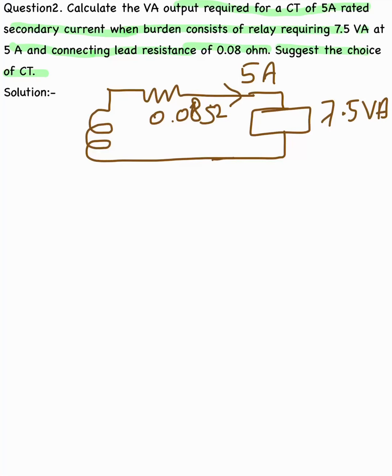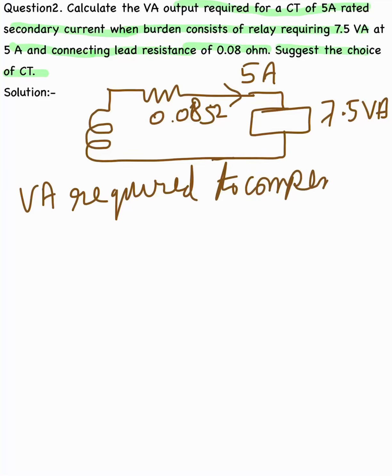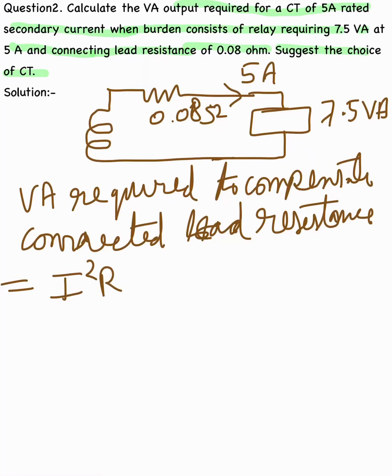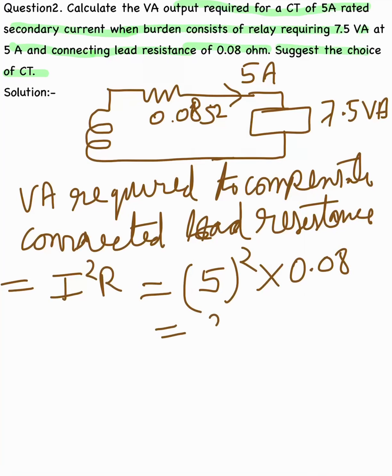So the VA required to compensate the connected lead resistance is equal to I square into R. So I is equal to 5, whole square, into resistance 0.08, so that is equal to 2.0 VA.